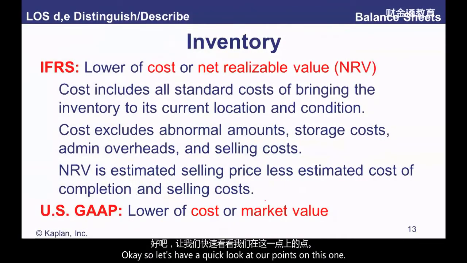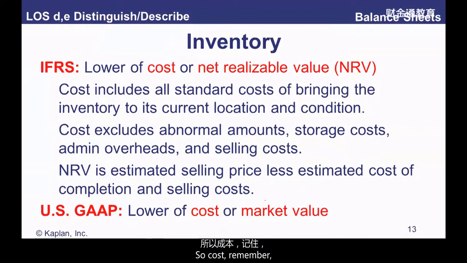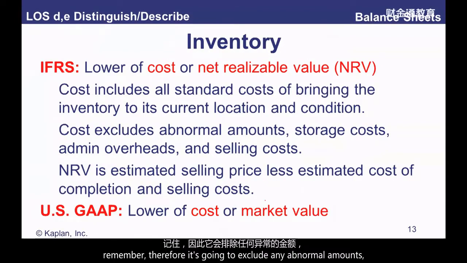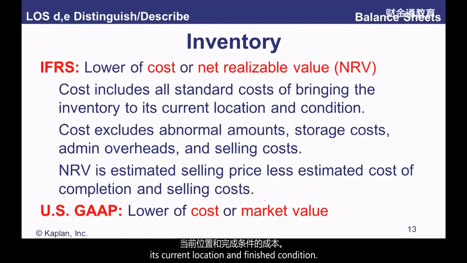Okay, so let's have a quick look at our points on this one. So cost, remember, if you're a manufacturing company, it's the standard cost. Remember, therefore, it's going to exclude any abnormal amounts. And it's only the cost of getting your inventory into its current location and finished condition. In other words, any storage cost for finished goods cannot be included in your inventory valuation.